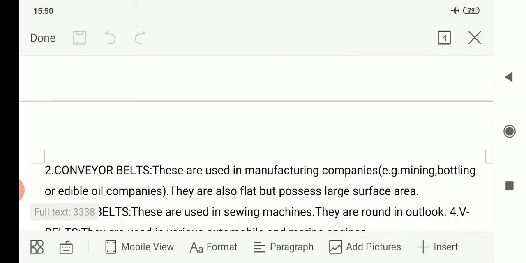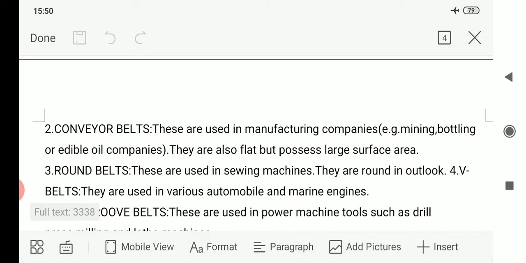Number two example of the type of driving belt is conveyor belt. These are used in manufacturing companies, for instance, mining, bottling, or edible oil companies. They are also flat but possess large surface area for carrying load from one place to the other.